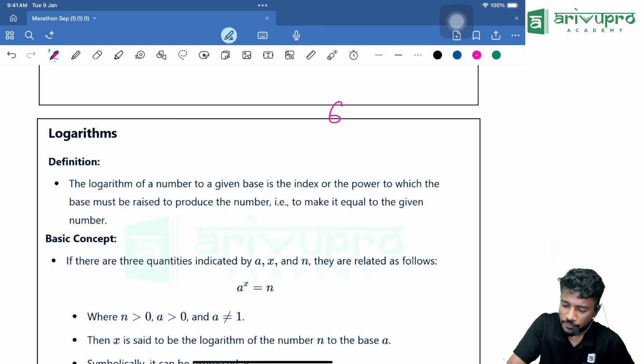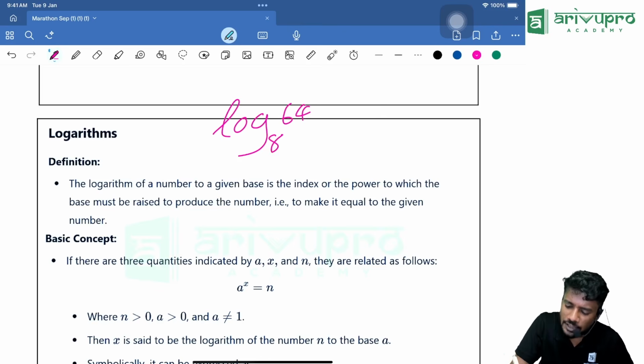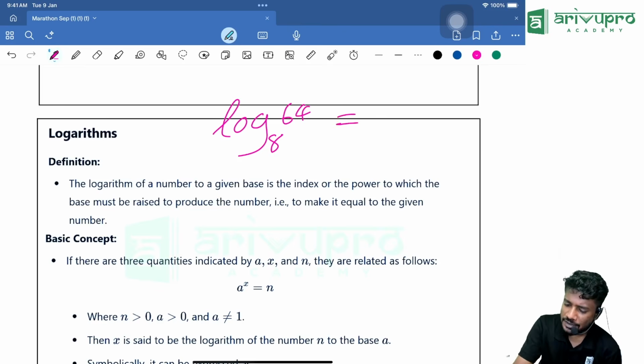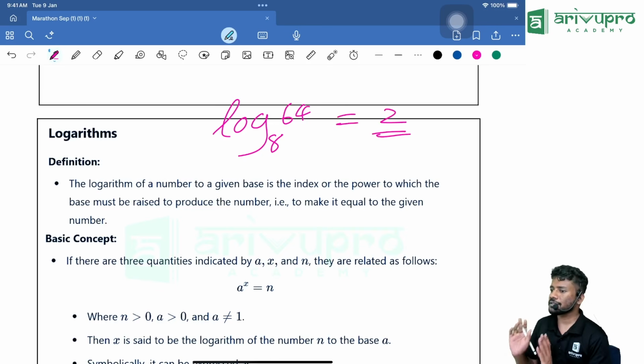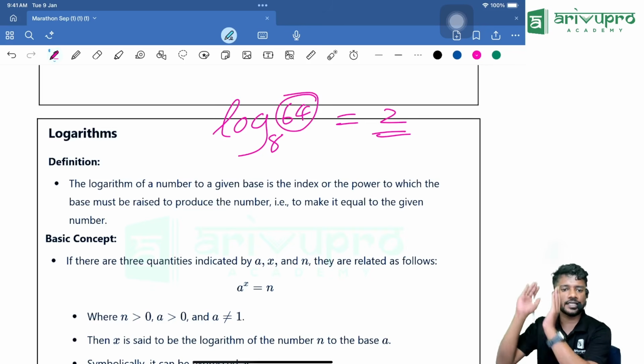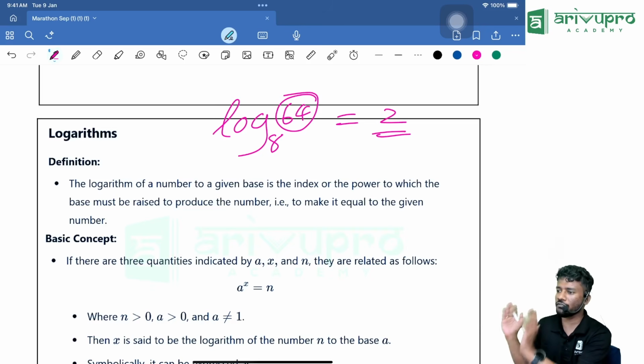64 is the number, and I am taking the logarithm of 64 to the base 8. Then we will get the answer as 2. It is nothing but how many times 8 is multiplied to get 64. That is the basic meaning of logarithm: how many times a number is multiplied to get the given value.